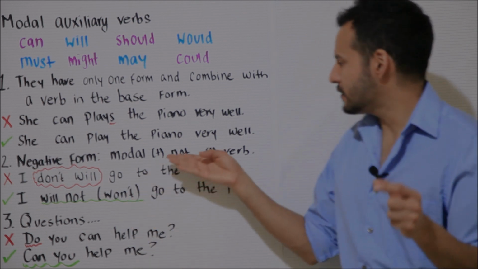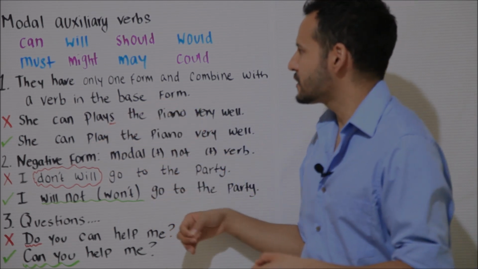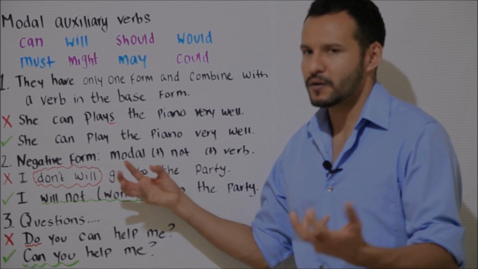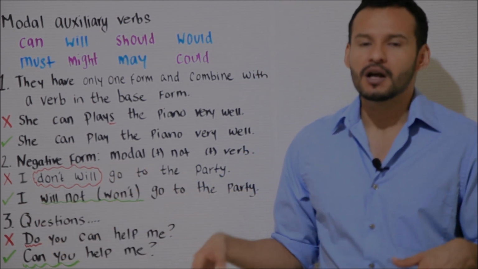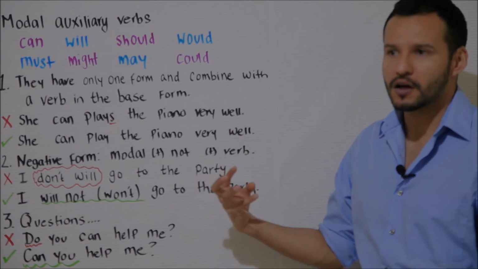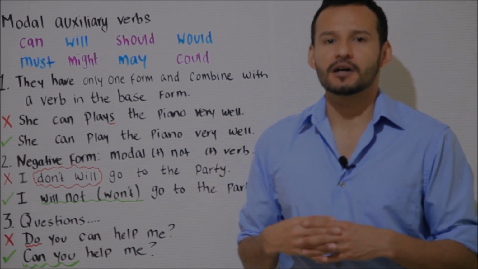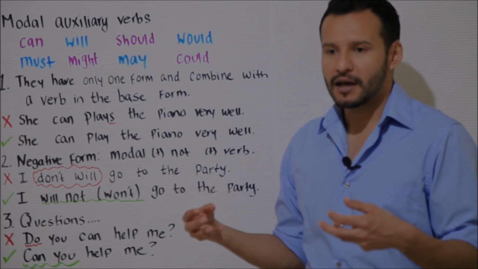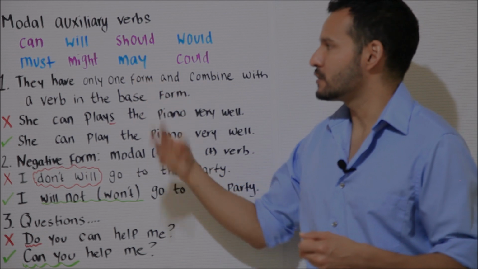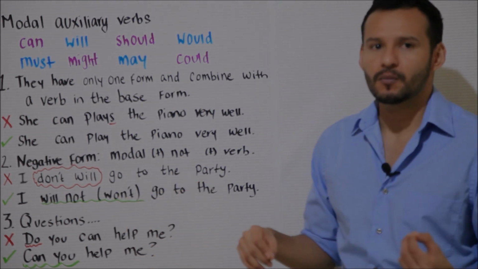We simply use the word not after the modal. So it's the modal and the word not. Cannot, will not, should not, would not, must not, might not, may not, or could not. So in this particular case, I don't will is incorrect. We would say I will not go to the party, or I cannot go to the party. Or with other modals, should not, would not, could not, might not, must not, and so on. And do remember that in conversational English, we often use contractions, and the negative form of the majority of these modal auxiliary verbs do have a contraction: can't, won't, shouldn't, wouldn't, couldn't, etc. So I will not go to the party, or I won't go to the party.